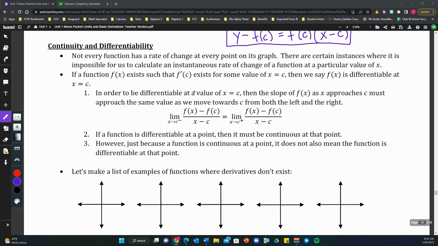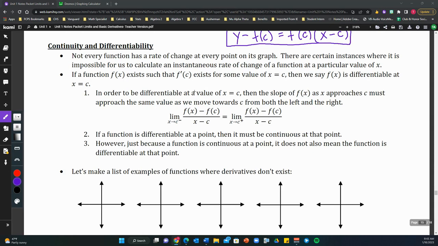So the last thing we have to talk about is the connection between continuity and differentiability. Not every function has a rate of change at every point on its graph. There are certain instances where it's just impossible for us to calculate the instantaneous rate of change of a function at particular values of x. So what we have is a formal definition of this relationship.